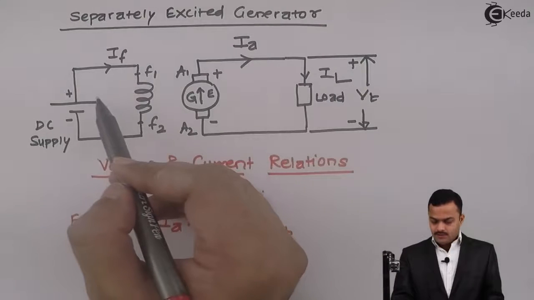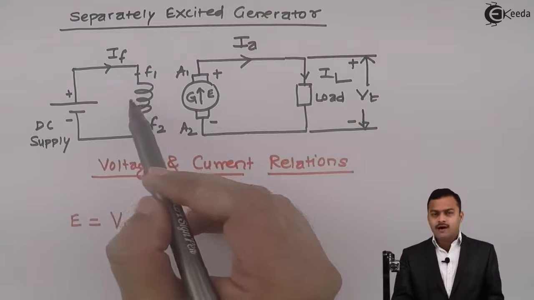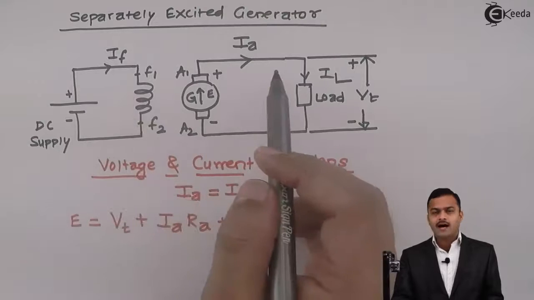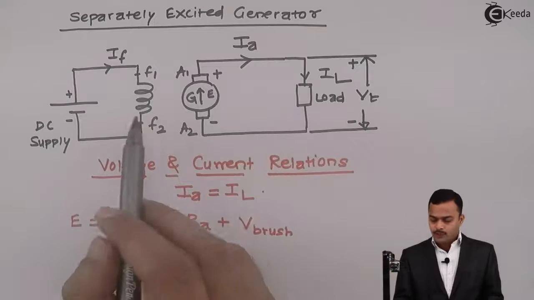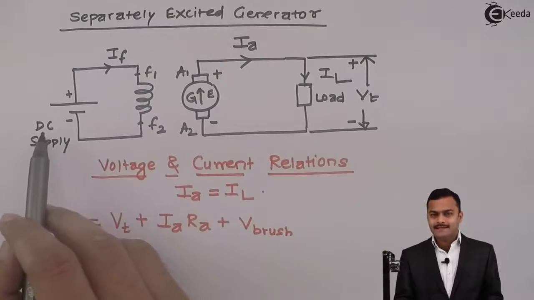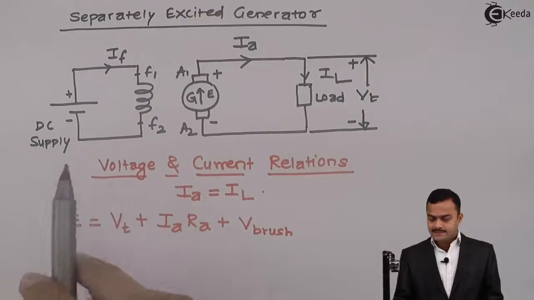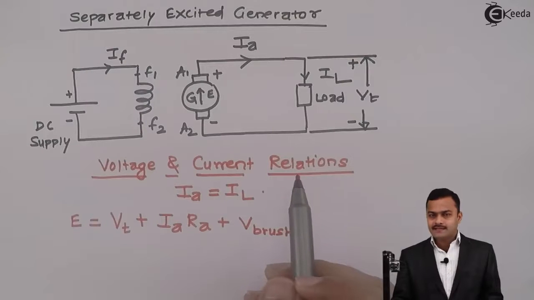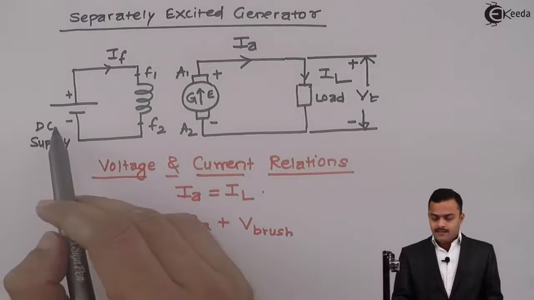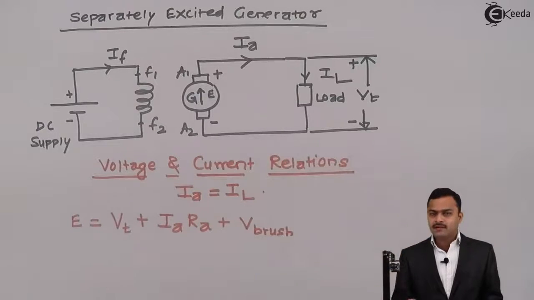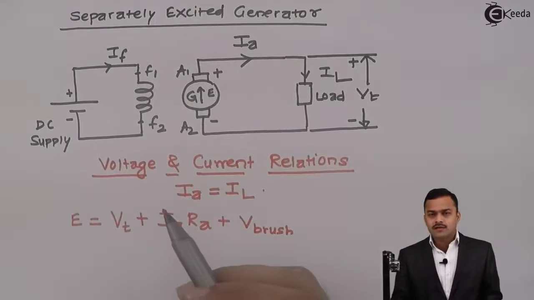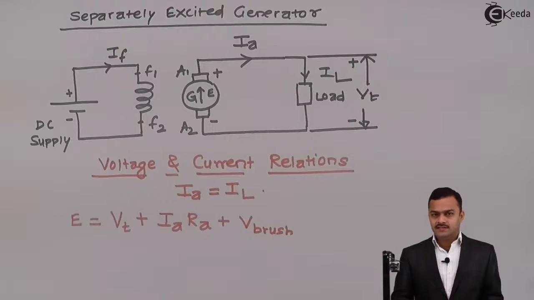Now here flux phi is independent of Ia or whatever EMF got induced. It is purely dependent upon a separate DC supply. Hence it is called a separately excited generator. If I fix this DC supply, flux phi will remain constant, so it is also called a constant flux generator.